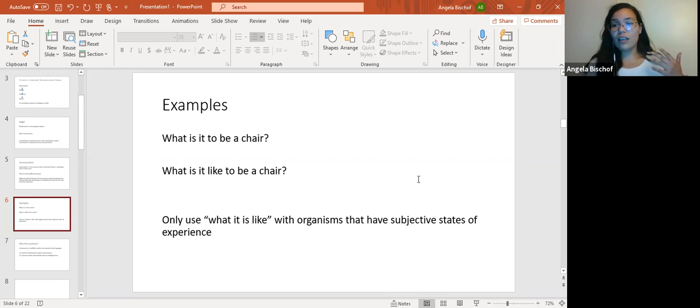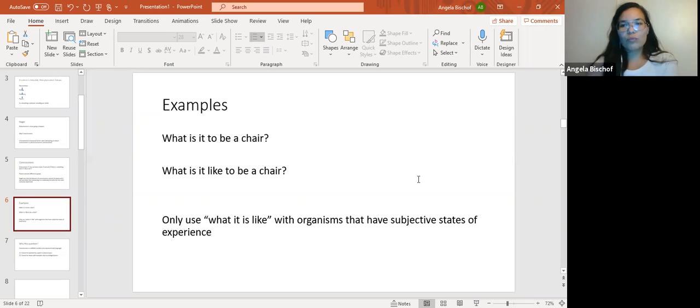So what is it to be a chair, to be an object that you can sit on, that can hold a human being or an organism's weight? But if I were to ask you, what is it like to be a chair? I don't think you would give me an answer, right? That question is senseless. There's nothing that it is like to be a chair, and you wouldn't even ask that question. The reason is because chairs aren't conscious.